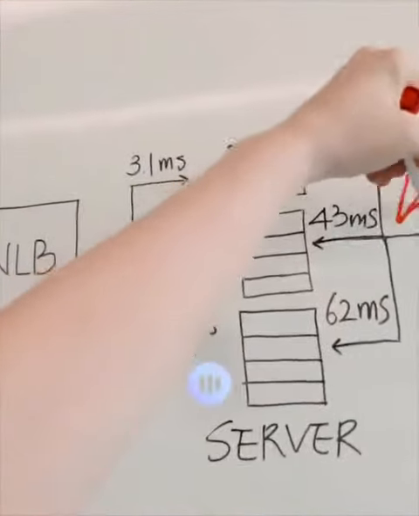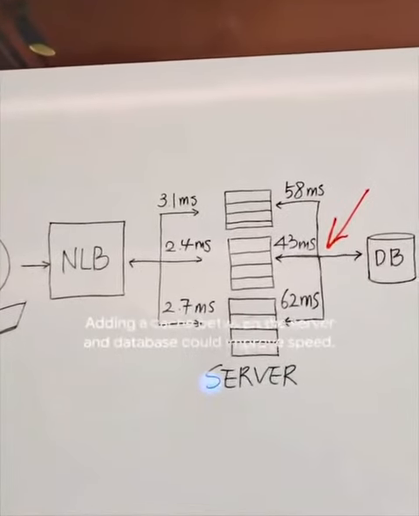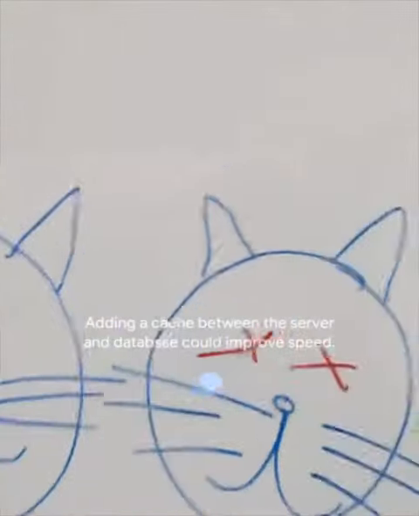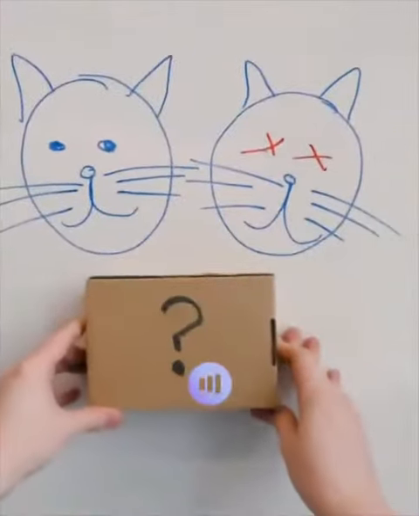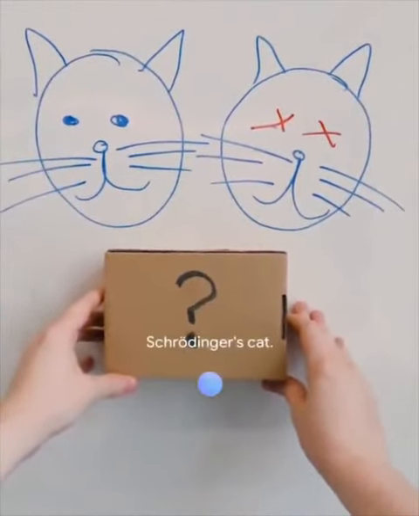What can I add here to make this system faster? Adding a cache between the server and database could improve speed. What does this remind you of? Schrodinger's cat.